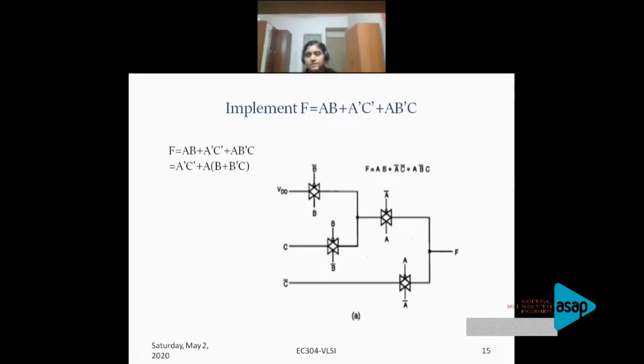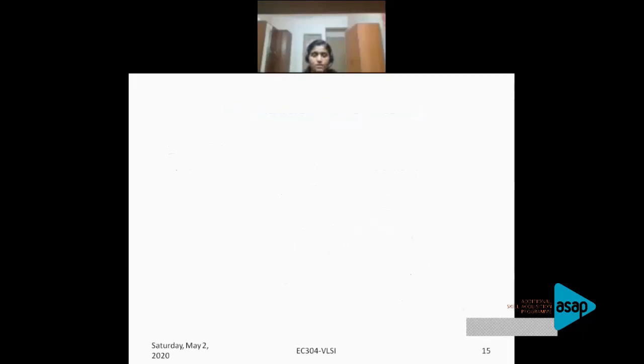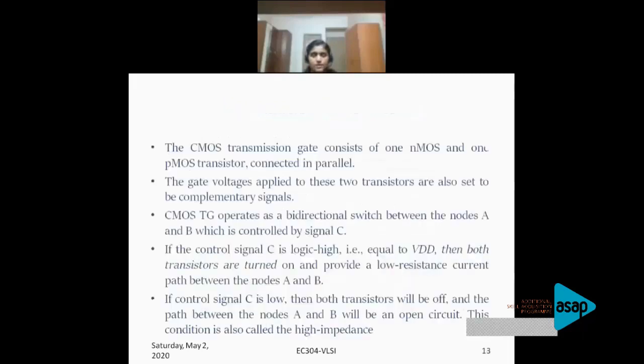Any more questions? Ma'am, one more question: we have to summarize the function implementation once again, and the implementation of logic gates. Function, okay. Implementation of logic gates. What you can do, the steps. I believe you are asking for the steps.